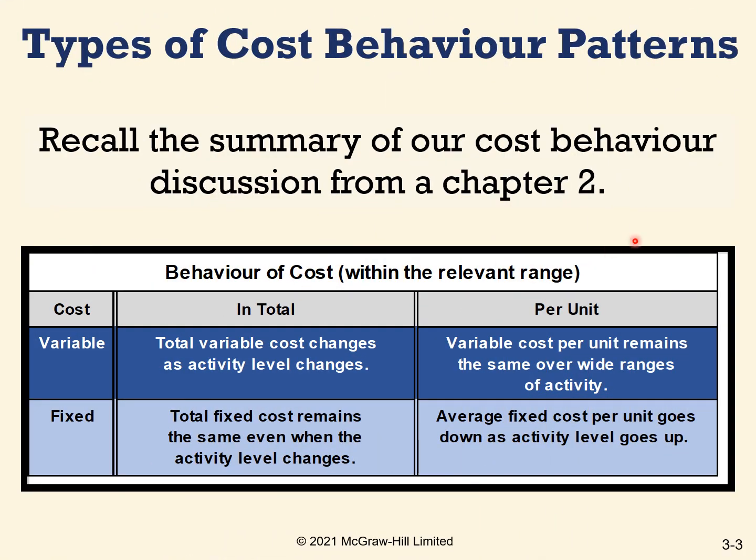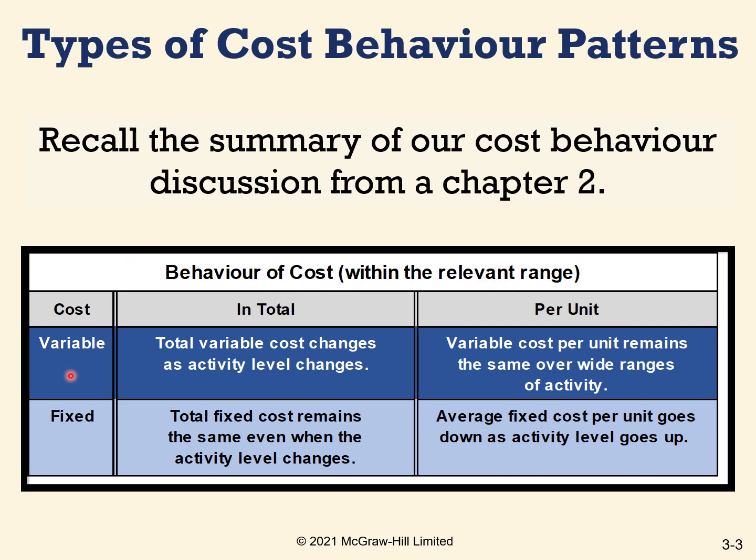So, type of cost behavior pattern. You'll recall the summary of our cost behavior discussion from Chapter 2. The two costs we talked about were variable and fixed costs, and we look at the behaviors of these costs within the relevant range, but in two different ways. So we can look at them by their total cost and by their cost per unit.